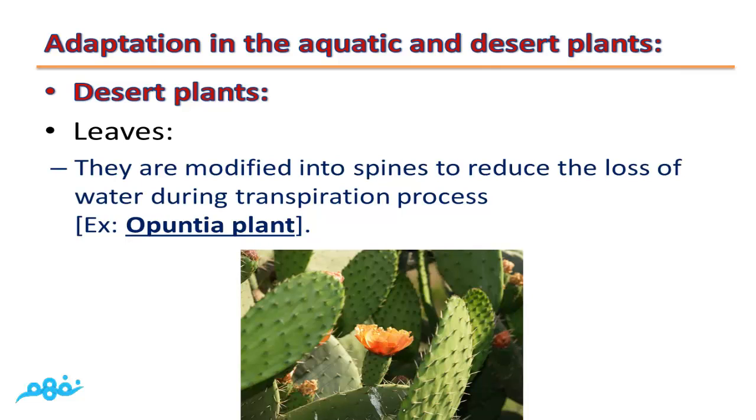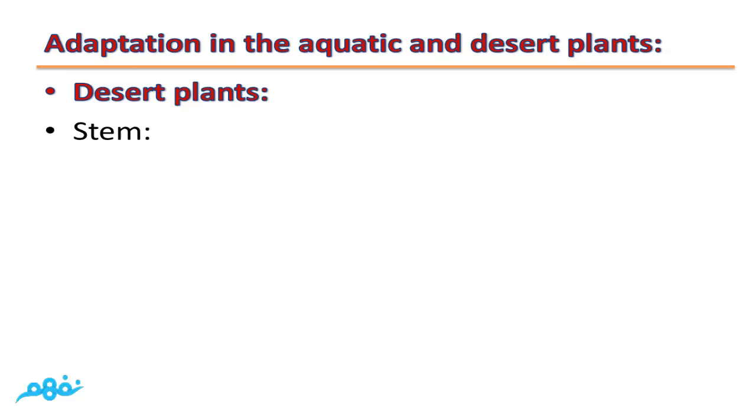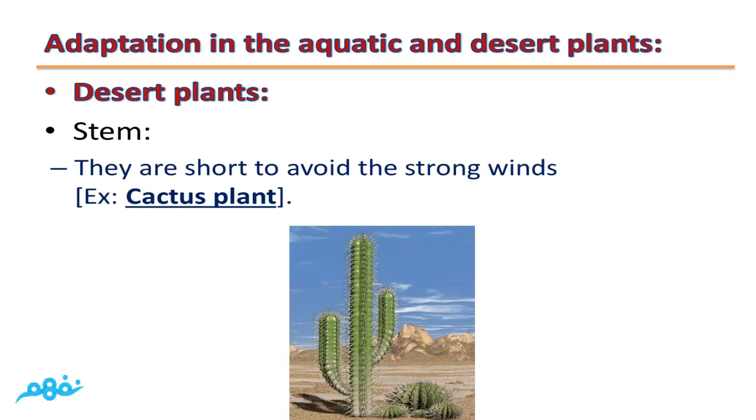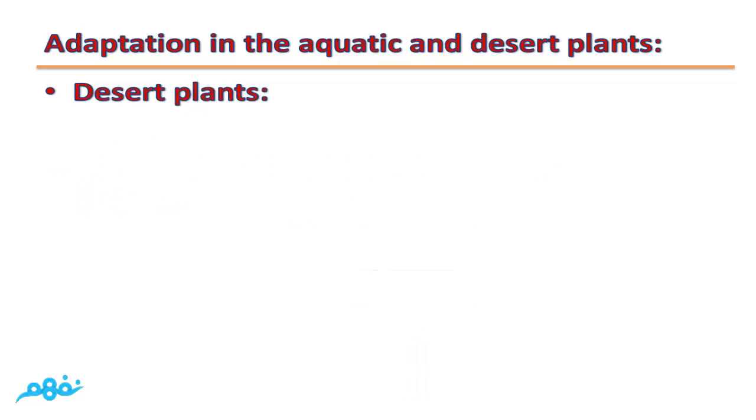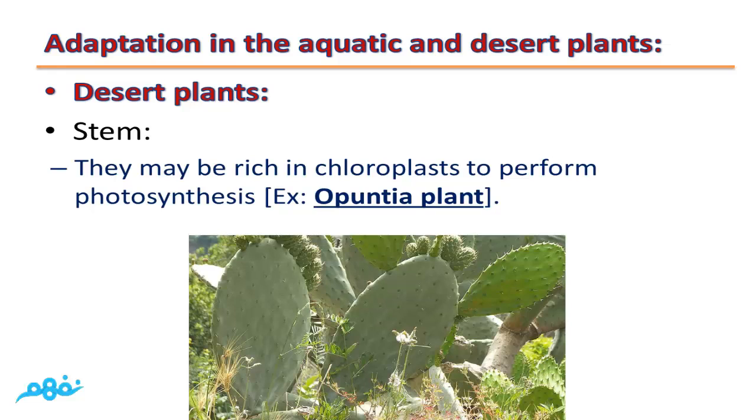They are modified into spines to reduce the loss of water during the transpiration process, such as in opuntia plant. Stem. It is short to avoid the strong winds, such as in cactus plant. It may be rich in chloroplasts to perform the photosynthesis process, such as in opuntia plant.